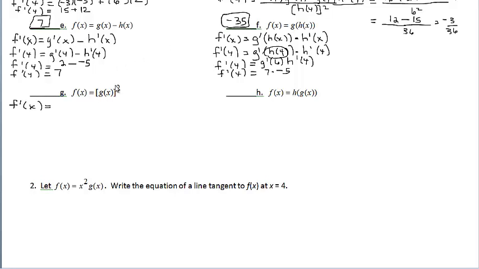All right, we see that this is a composite function. The inside function is g of x, and the outside function is x squared. So again, a composite function requires the chain rule. So the derivative is 2 times g of x, drop the exponent by 1. Okay, you can put it there or not. Leave g of x alone, but don't forget to go back and multiply by the derivative of the inside function, g prime of x.